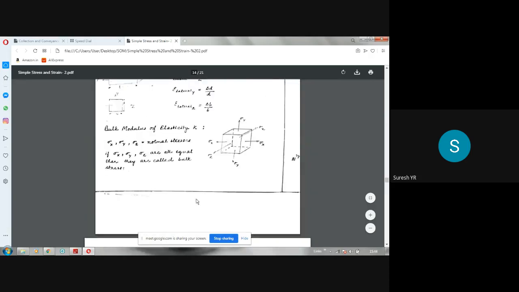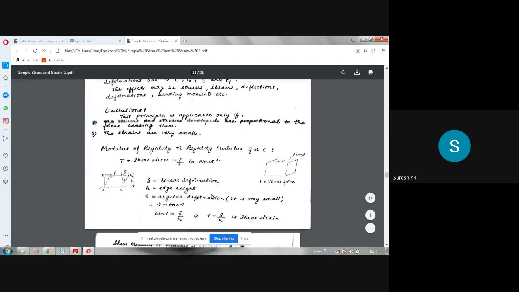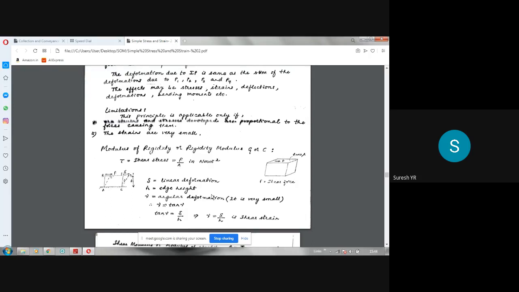Okay. So that means among the four elastic constants, first one is Young's modulus. Unit is Newton per mm square. Ratio of linear stress to linear strain within elastic limits. Young's modulus value E, capital E. Second one is modulus of rigidity or shear modulus, denoted by G or C. It is the ratio of shear stress to shear strain within the elastic limits. So unit is Newton per mm square only.